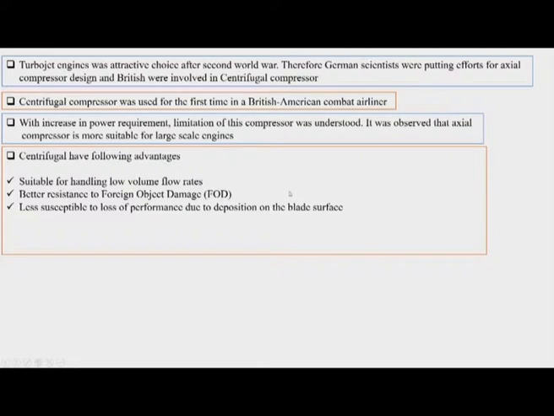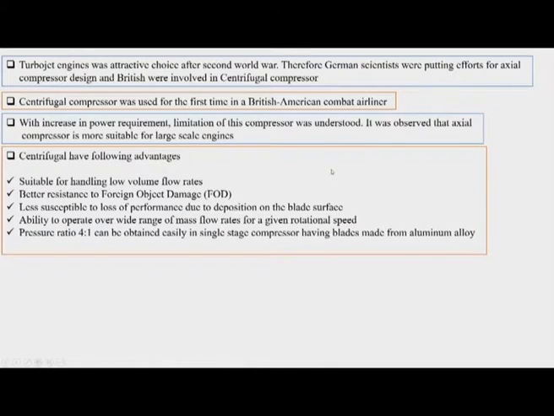It has less susceptibility to loss in performance due to deposition on the blade surface. Basically, this is one more advantage of the centrifugal compressor. It can operate over a wide range of mass flow rate for a given rotational speed, within the low volume flow rate range.